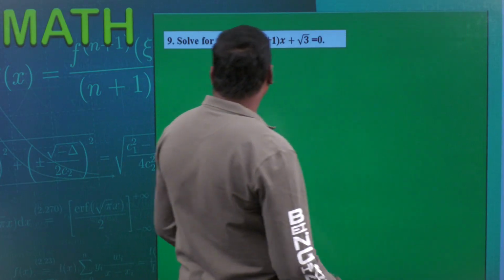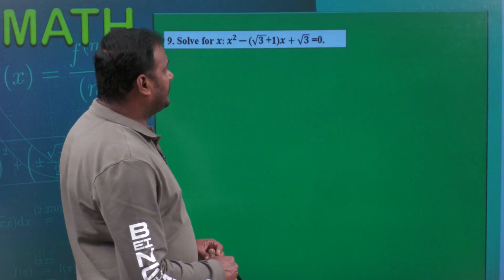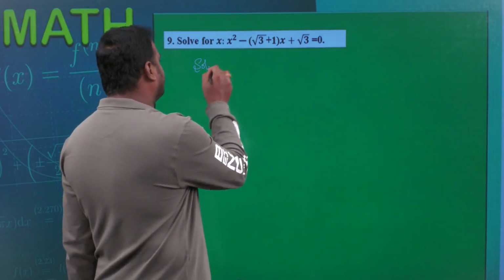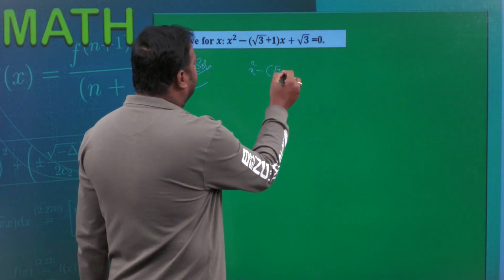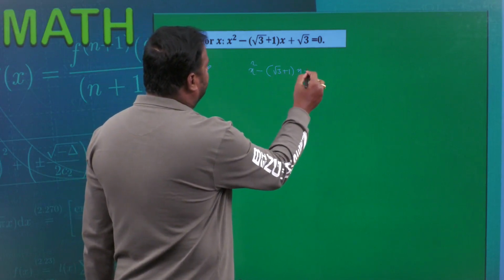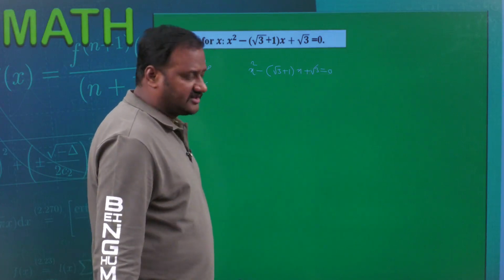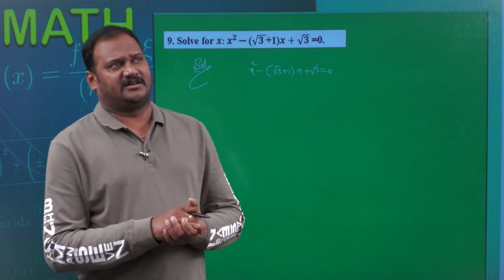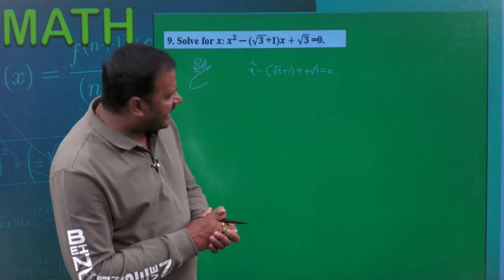Next, solve for x: x square minus (square root 3 plus 1) times x plus square root 3 is equal to 0. How do you solve this quadratic equation? In order to find the roots of this quadratic equation, definitely you will think about whether it is possible for me to find the roots by the factorization method.